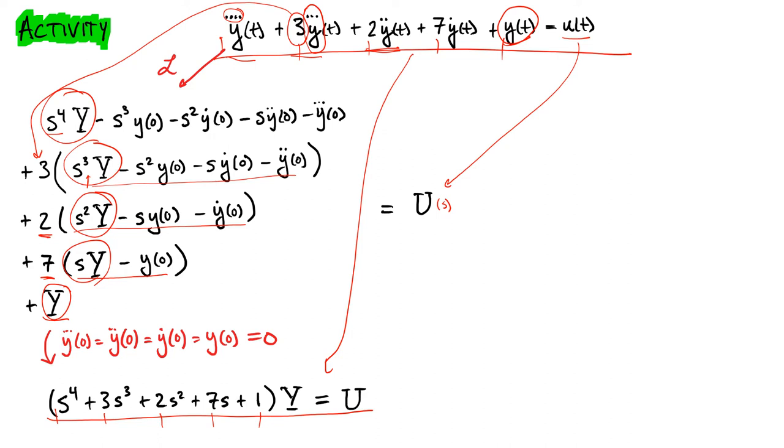And so that means that when we solve for y, that's going to give us capital Y of s equals 1 over s to the 4th plus 3s cubed plus 2s squared plus 7s plus 1, multiplied by capital U of s. And again, this denominator comes directly from this differential equation, so it's very easy to go from one to the other once you get used to how it all works.